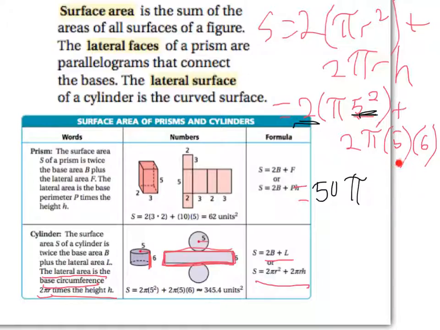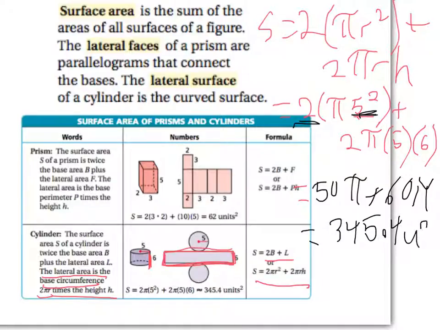Now we're going to do 6 times 5, which is 30, times 2 is 60 pi. So 50 pi plus 60 pi. And if we do 50 pi plus 60 pi, we're going to get about 345.4 units squared. Okay.